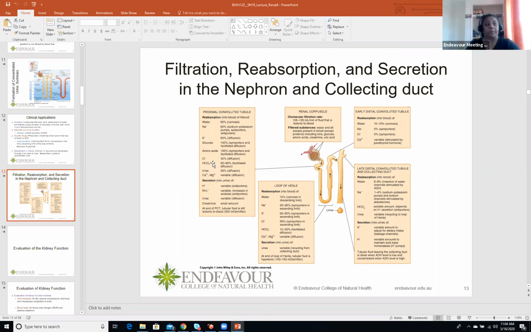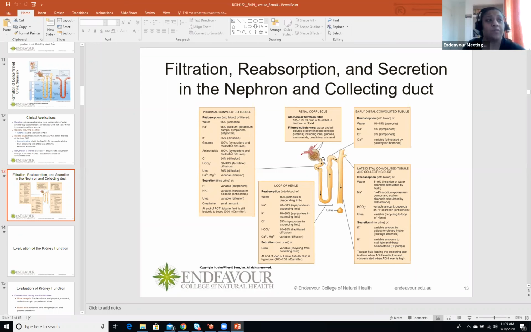Okay, there are a few things that are secreted in this part of the nephron. Creatinine is secreted here, some of the hydrogen ions are secreted, ammonia is secreted, and urea is secreted back into the renal tubule. So four things are secreted in the proximal convoluted tubule. This is the proximal convoluted tubule where my cursor is at the moment.